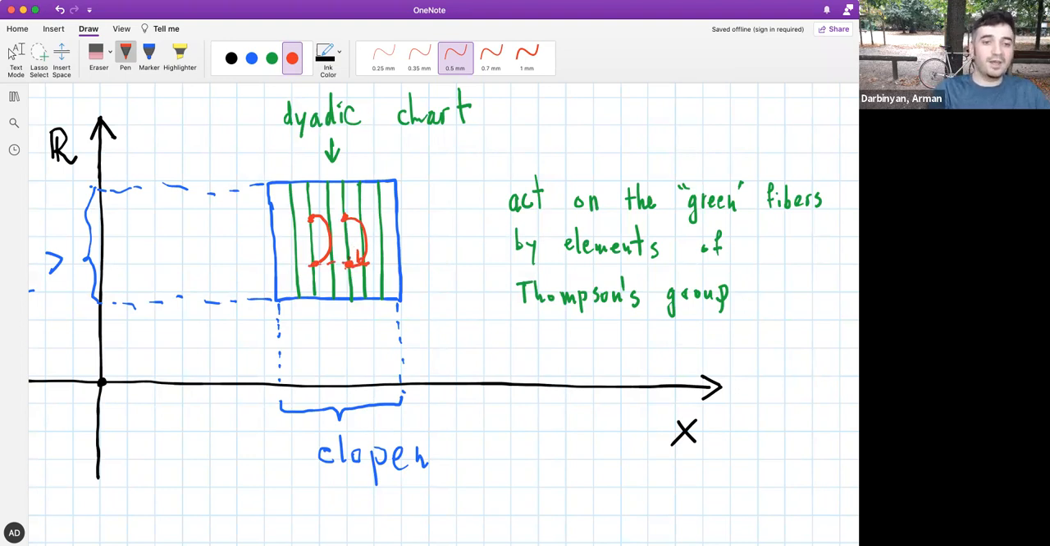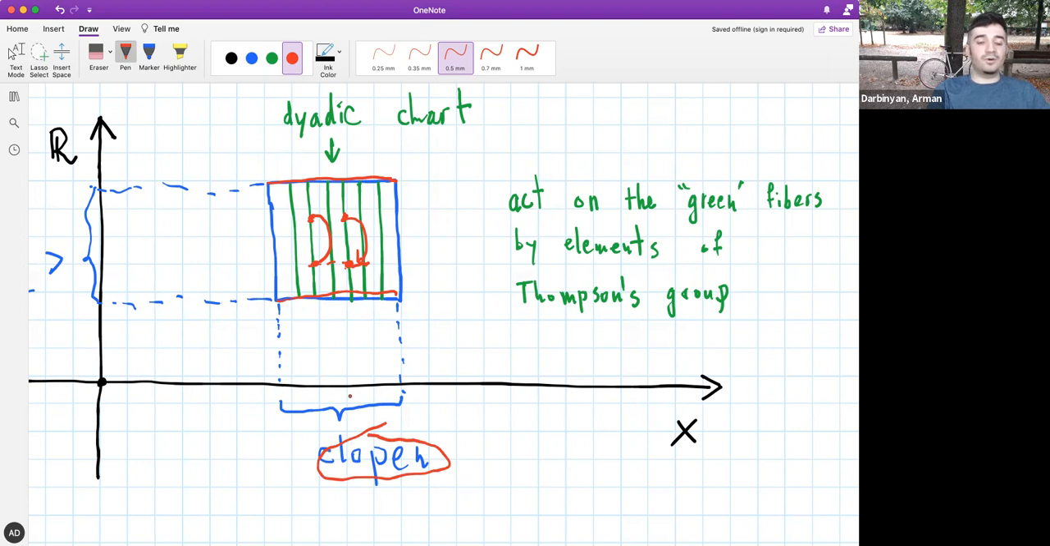So this way, we define a homeomorphism on the XR space, because the elements that are on this boundary are being fixed. They are not moving. And the fact that it is clopen is precisely to make sure that this will be a homeomorphism.